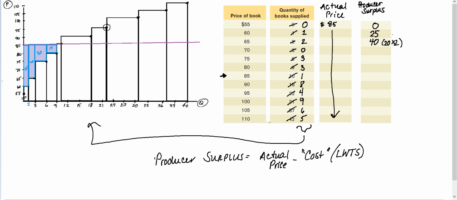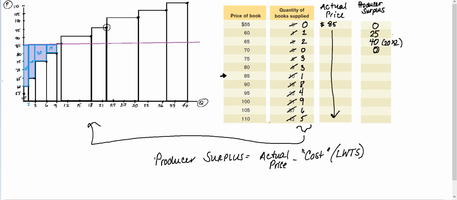Moving down one more row, the price of the book is $75. We have 3 more sellers entering the market when the price of a book is $75, and that is the lowest that they're willing to go to sell this book. And they're pleasantly surprised when they can sell their books for $85 apiece. So for each one of them, the market generated a producer surplus of $10, and there are 3 of them. So we have a total producer surplus generated at that price of $75 of $30, and that is just $10 times 3 sellers that entered the market at that price.